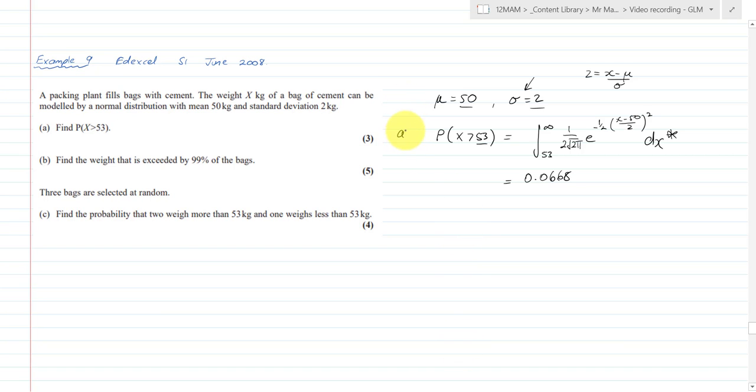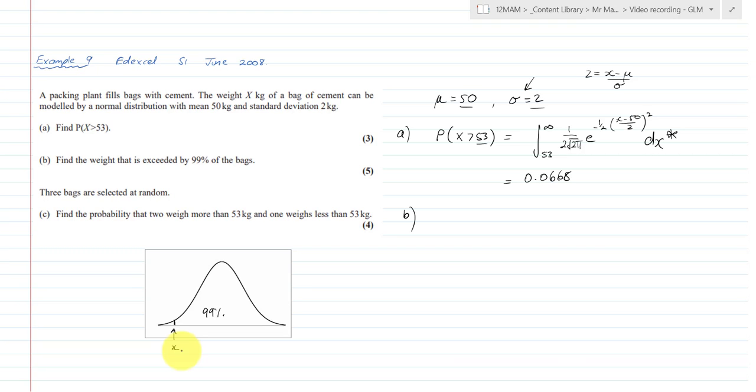Should probably write that, part A. Part B, find the weight that is exceeded by 99% of the bags. So for this one, I'm going to do a little bit of interpretation. I want 99% of the bags to exceed a weight. So it's going to be something down here such that 99% of the bags are above, and I want that X score. But I'll show you another method now: it's sometimes easier to work out the Z score and then work from there. So I'm going to calculate the Z score that has 99% above and then convert it into an X score.